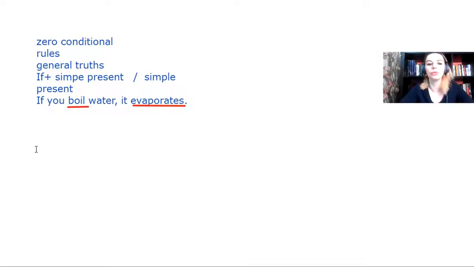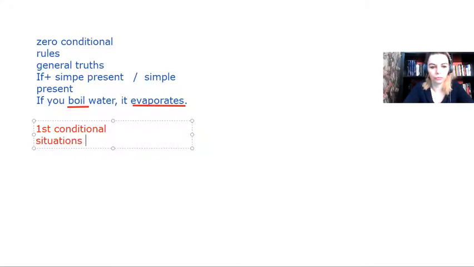Now, let's move on to the first conditional. Now, the first conditional is used in order to talk about things that are true at present or in the future. Okay, situations that are true at the present moment or in the future.